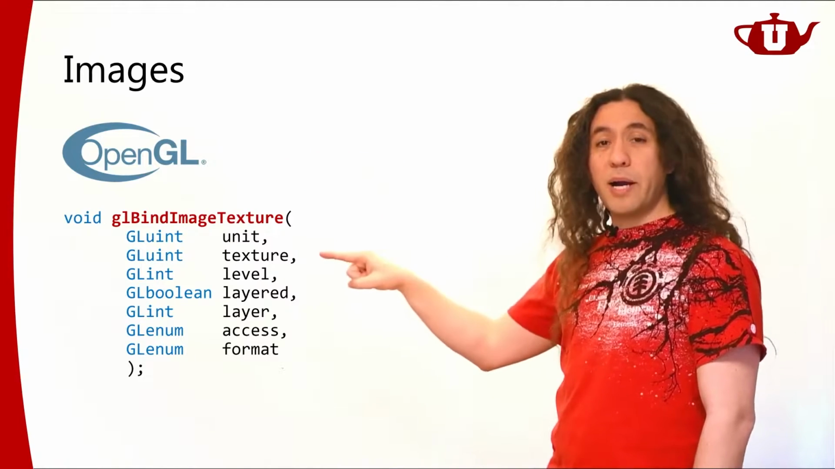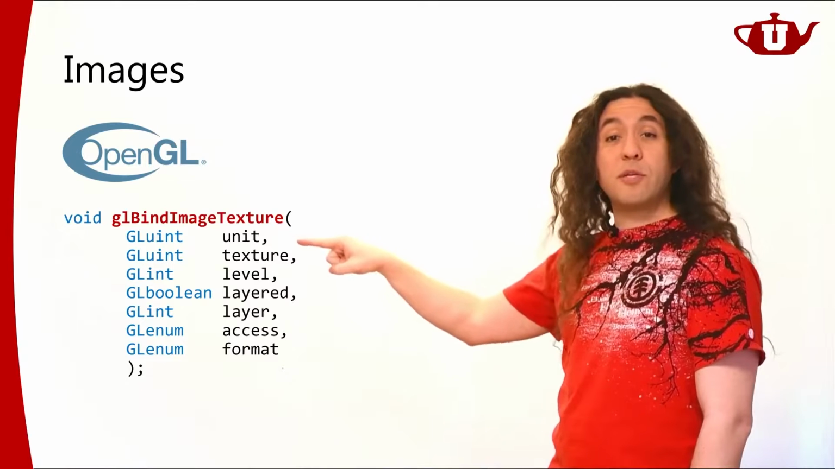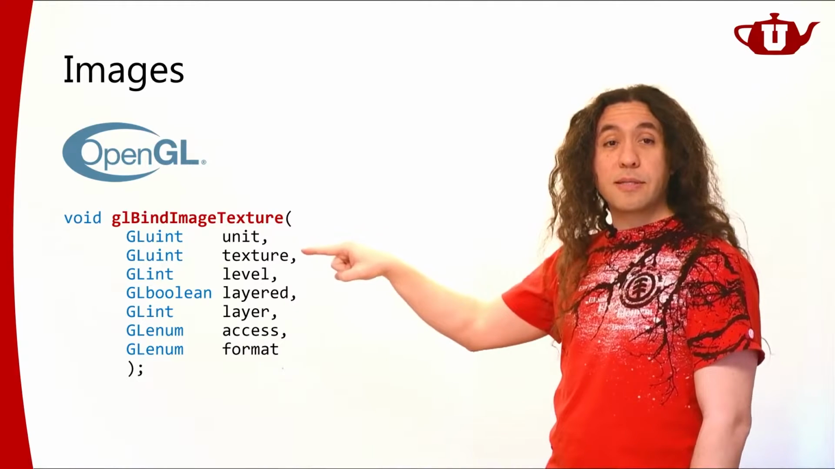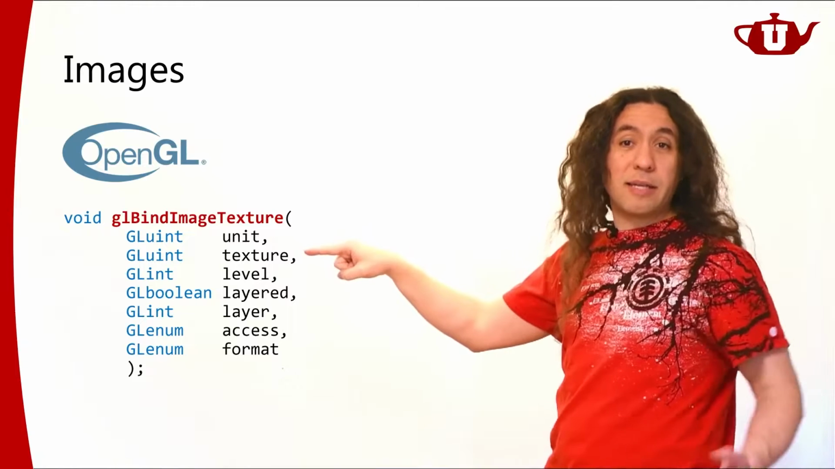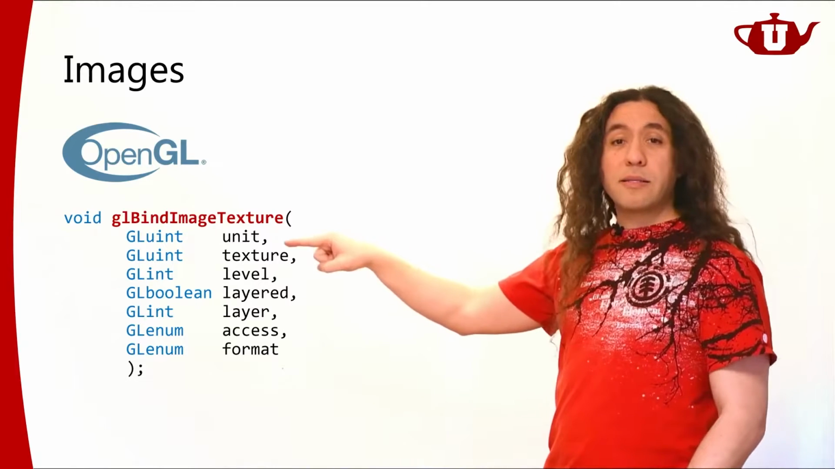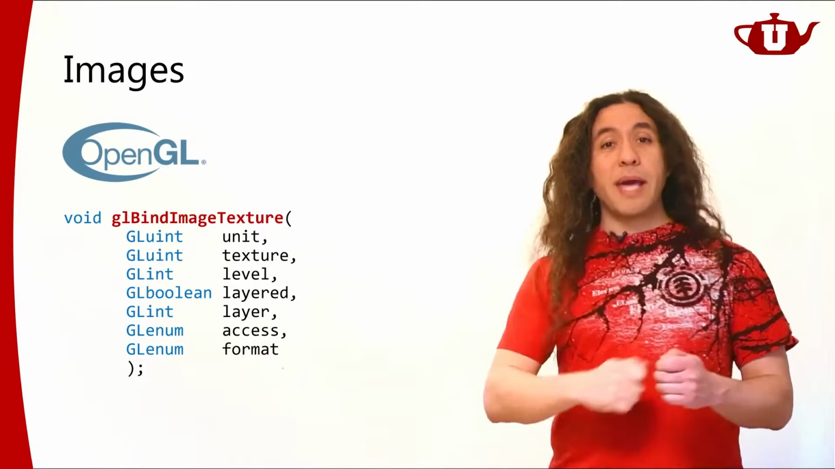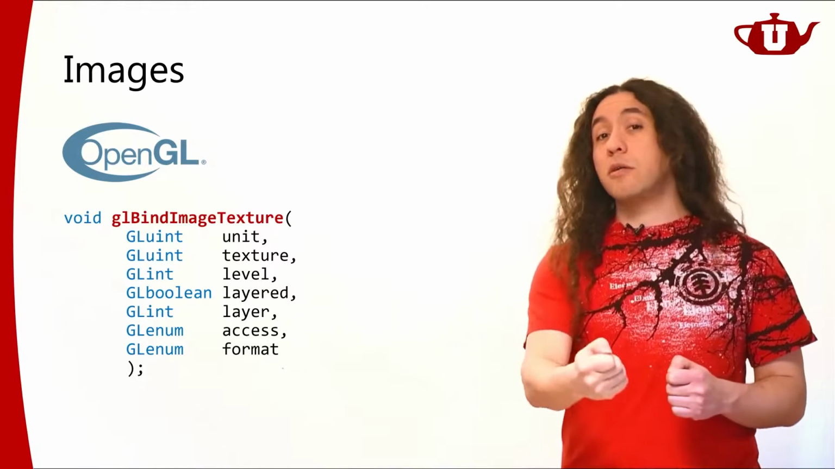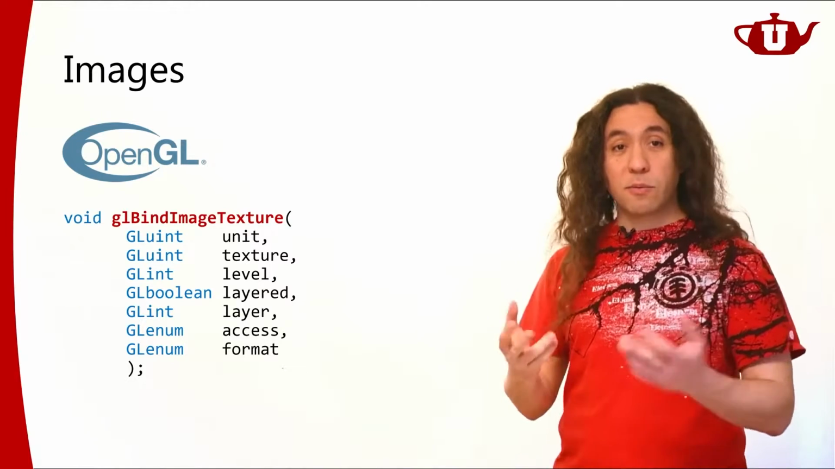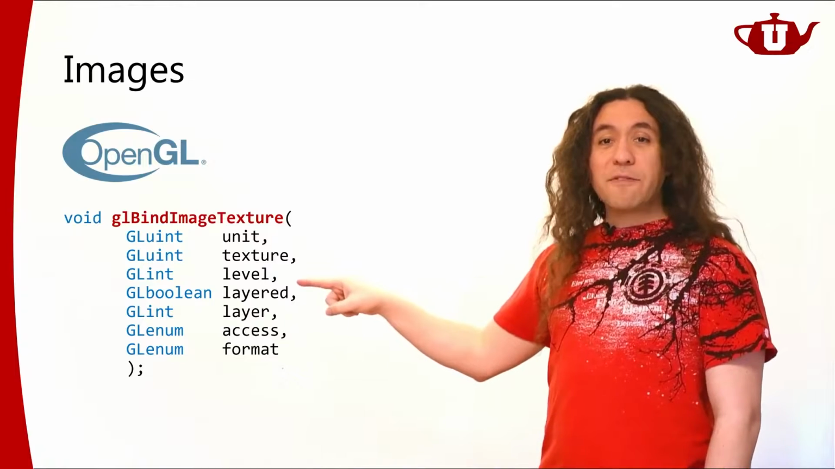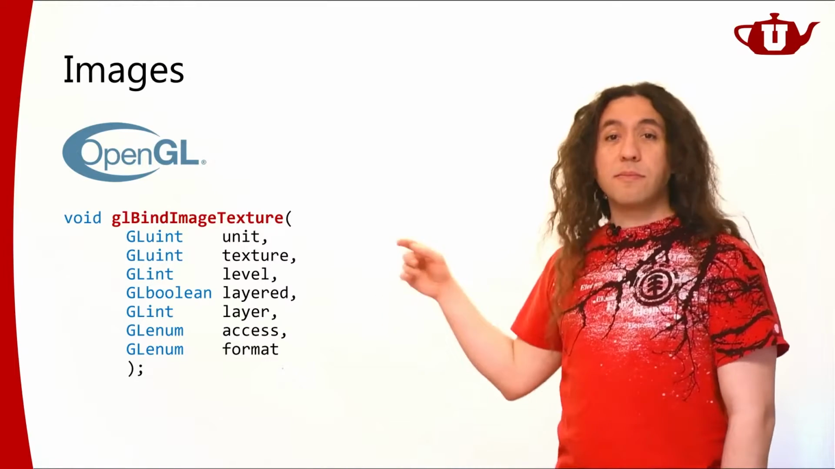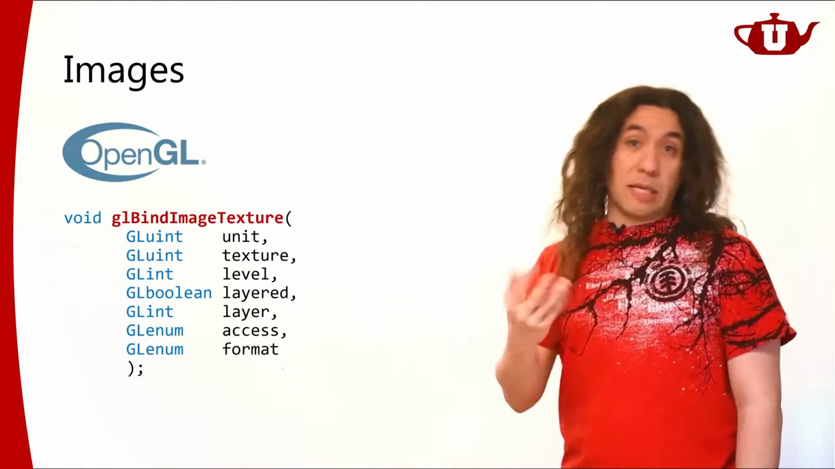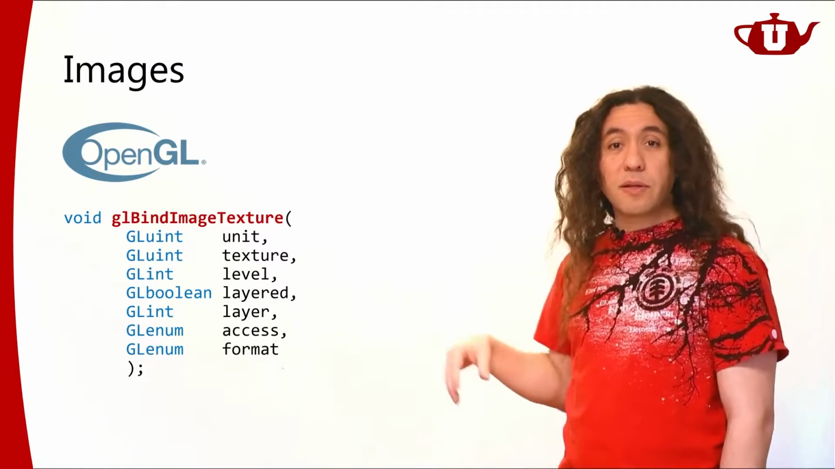Basically you bind that texture to a particular image unit. This is the texture ID, that is my texture, whatever that is. And this is the image unit. So the image unit will be able to access the image of that texture. That's how it works. You can bind different mipmap levels to different image units because they're different images, so you can access them differently.